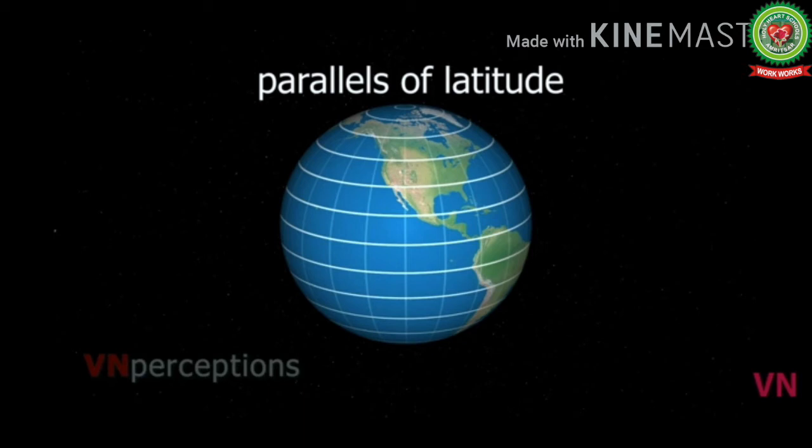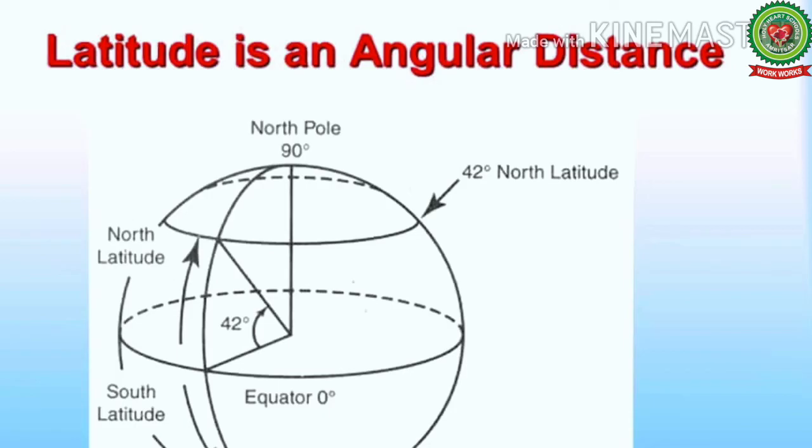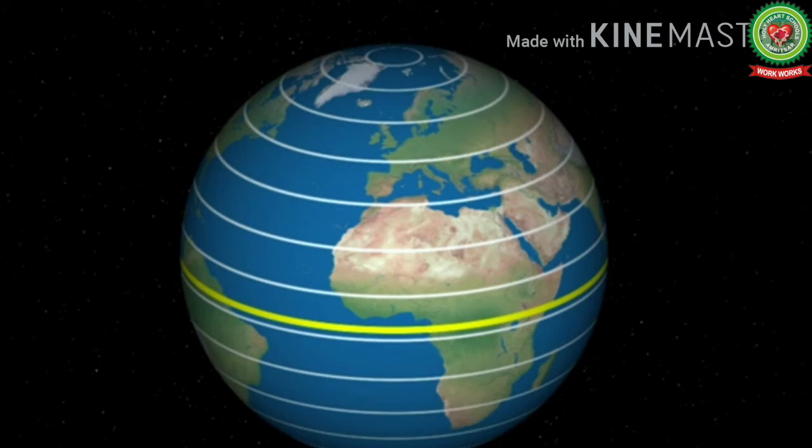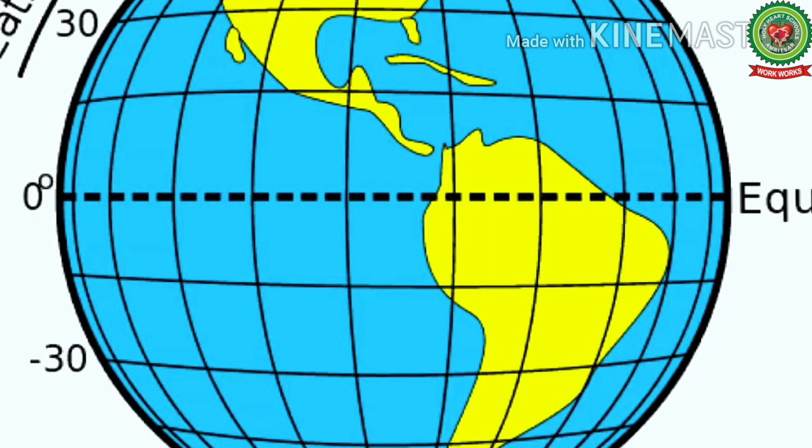Latitudes can be defined as imaginary horizontal lines running from east to west across the globe, or as the angular distance of a place north or south of the equator. The latitudes are always measured in degrees. The equator is taken as a starting point, so it is marked as 0° latitude. It is also known as a great circle because it forms the largest circle among all the latitudes.